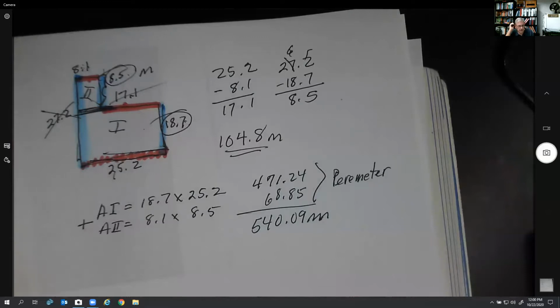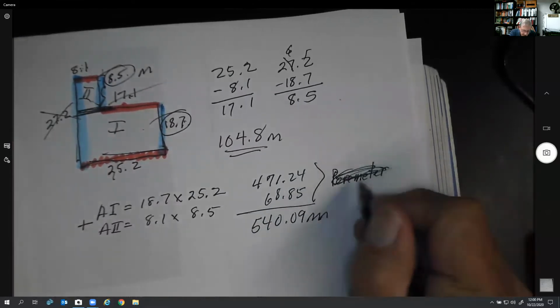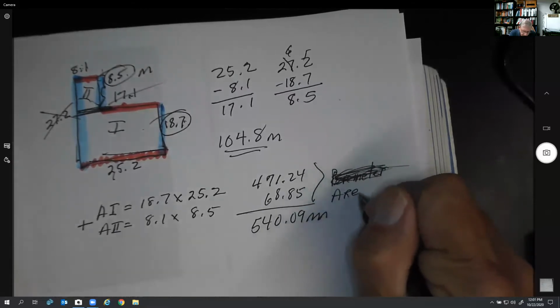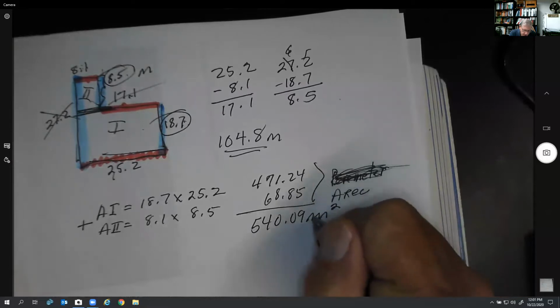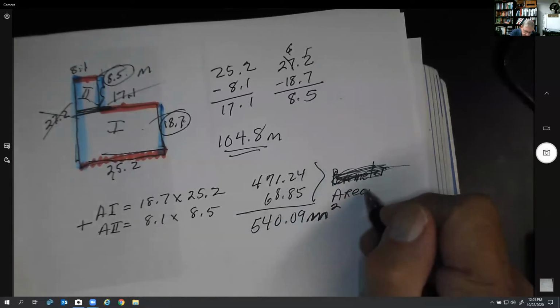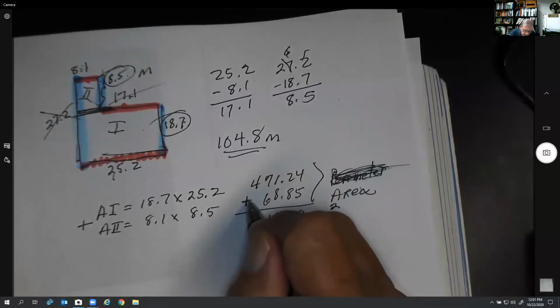Okay, so that's the whole idea behind it. And it's not the perimeter, it's the area. What am I saying here? I thought something was kind of weird there. Sorry. So this would be meters squared. Lost concentration there for a second. Okay, so this is the area. We're going to add those together.